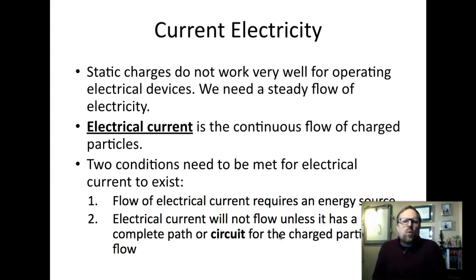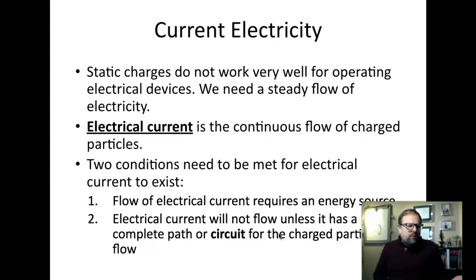Static charges do not work well for operating electrical devices, right? They discharge very, very quickly, and then what are you going to do? You get a little bit of action out of that electrical device, and then that's it. So instead, we need something that provides a steady flow of electricity, right? If you think about your phone, there is a steady flow of electricity being provided from the battery in that electrical device, and it's providing a current.